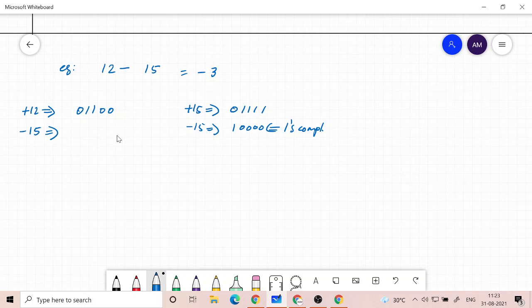Okay, so once you get minus 15, all you need to do is add to plus 12 your minus 15. So 1 0 0 0 0. So add it, 1 1 1, and you see that there is no carry coming now. There is no carry here. Carry is not there. So like before, we say that this is the answer.